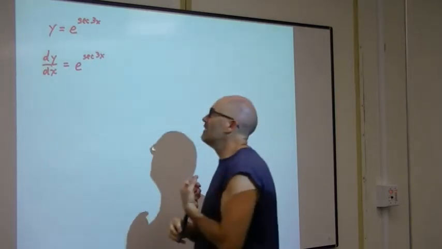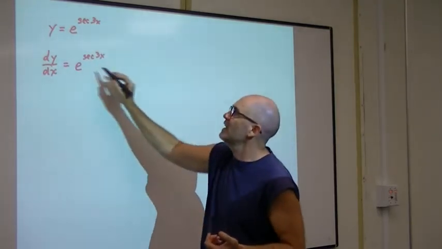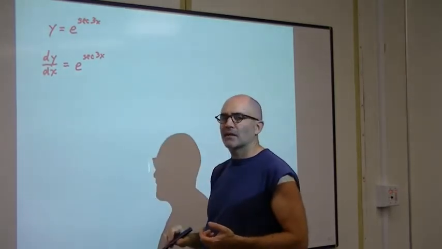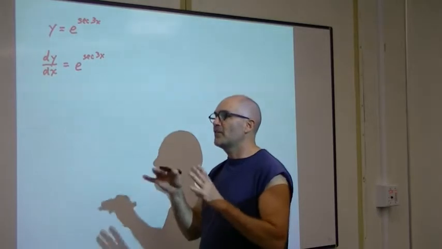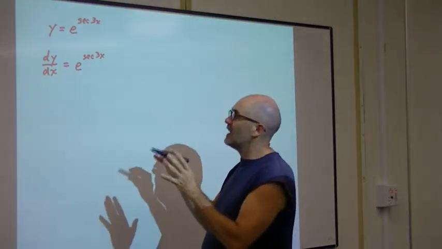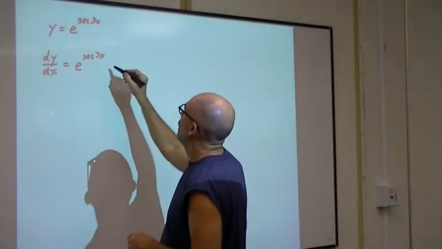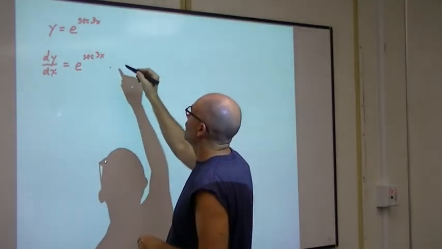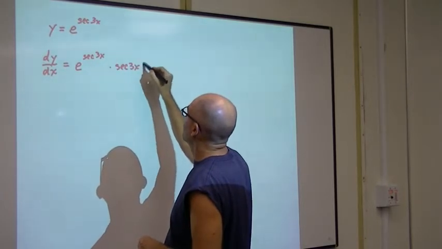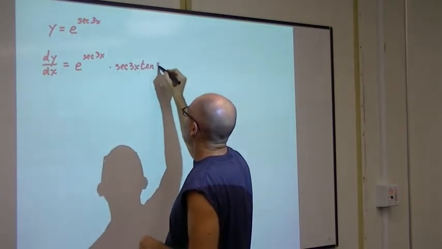But now we have to take the derivative of the inside. Well, what's the derivative of secant 3x? Well, I know the derivative of secant x is secant x tangent x. So the derivative of secant 3x is secant 3x tangent 3x.